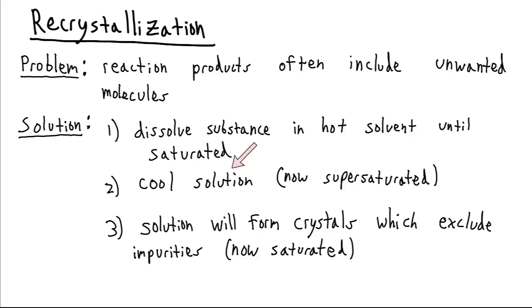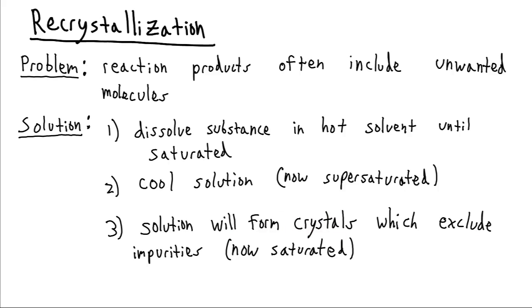So now we are going to cool our solution. Like we did in the previous example, we're going to have a supersaturated condition. And now that extra solute, which is in the solvent, is going to come out of the solvent since it's an unstable condition. And it's going to come out in the form of crystals. Now as these crystals grow, they're going to exclude some of those impurities, and we'll be left with a saturated solution.